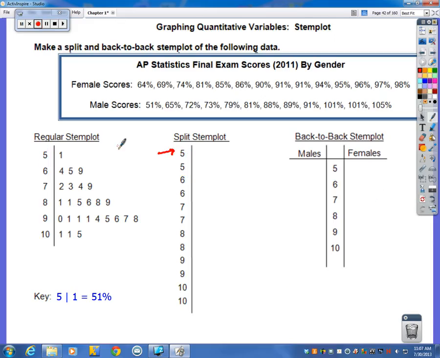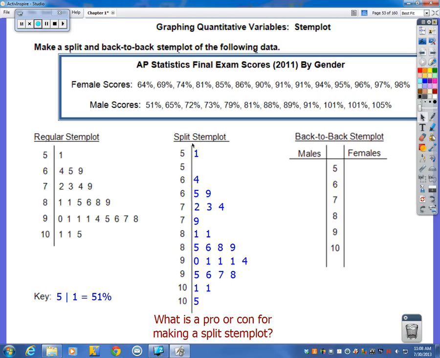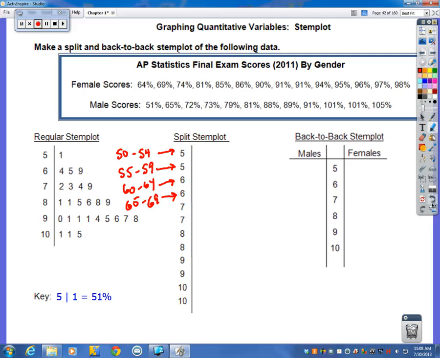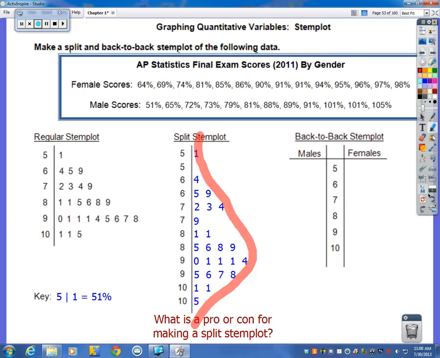So this first 5 represents numbers 50 through 54, and this second 5 represents 55 through 59. Then this first 6 represents 60 through 64, and then we have 65 through 69, etc., all the way down. So what's that going to look like? Notice my spacing, all even out there. So now if we look at this shape, does it still look skewed left? And you might say, yeah, at first glance, it looks like we've got a tail down here. But then some of you are going to start to go, you know what? I don't like this.